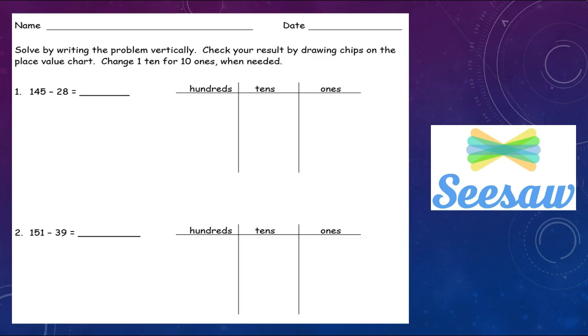You need to solve these two problems. Set these up vertically, so up and down. Then you can check your results with your chips on the place value chart. When you're done, take a picture of it and seesaw it to me. Good luck.